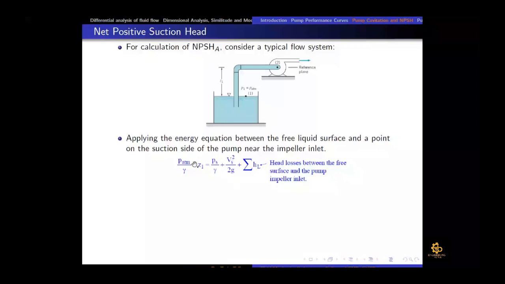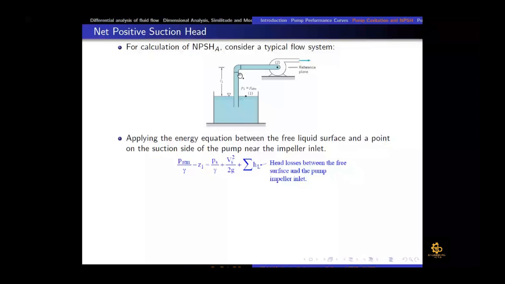If our reference is the installation point of the pump, then because the storage tank is on the lower side, we have minus Z1, because it is in the minus Y direction. Now on the right hand side, on the suction side, the pressure is PS, so PS upon gamma plus the velocity at the suction side, Vs square over 2g, plus Hl. Hl is the losses between point 1 and 2.